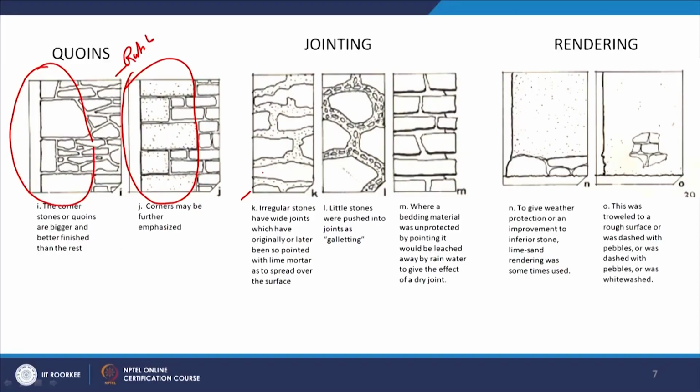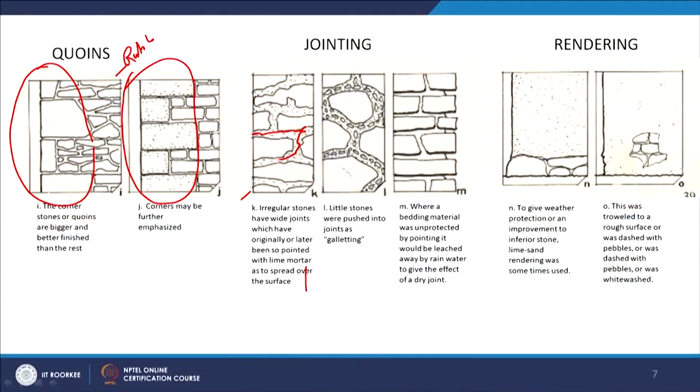And in terms of jointing, if you see this model, the irregular stones have wide joints which have originally or later been pointed with lime mortar or spread over the surface. So basically the irregular stones have wide joints because they are not uniform in nature. But later on it can be pointed with a kind of lime mortar. So basically you have the lime mortar finish, or it can just be spread over. I think in the rural villages of India you find this very common.